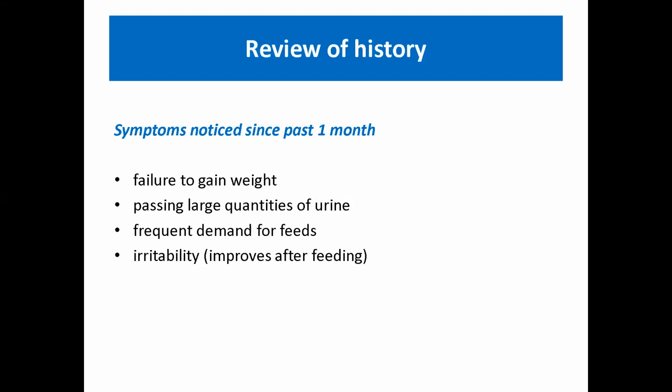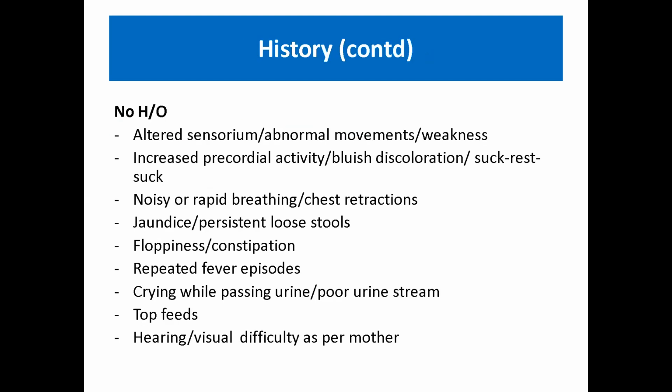that is at 5 months. The chief complaints were failure to gain weight and passing large quantities of urine. Obviously, the mother complained of irritability in the infant, and there was frequent demand for feeds. There was no history of any altered sensorium or abnormal movements indicating central nervous system involvement, or any precordial activity or bluish discoloration suggestive of cardiac involvement, or any rapid breathing or chest retractions for respiratory involvement. There were no abdominal symptoms.